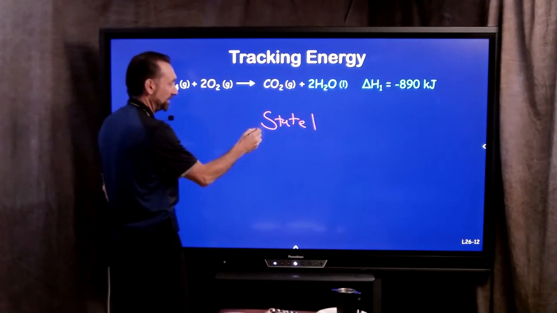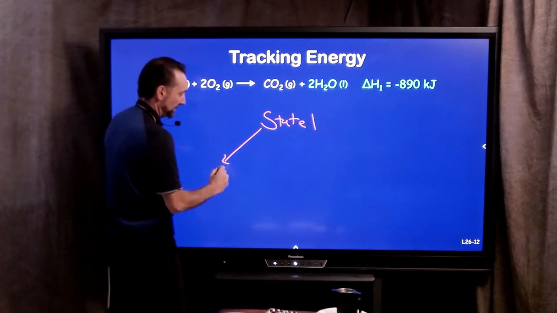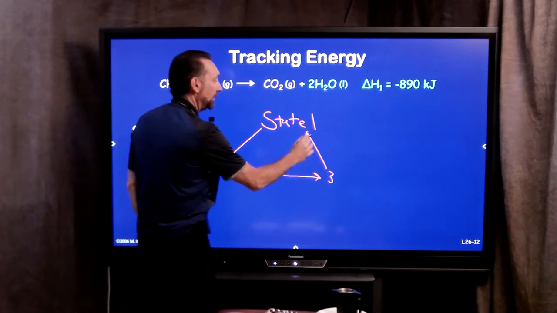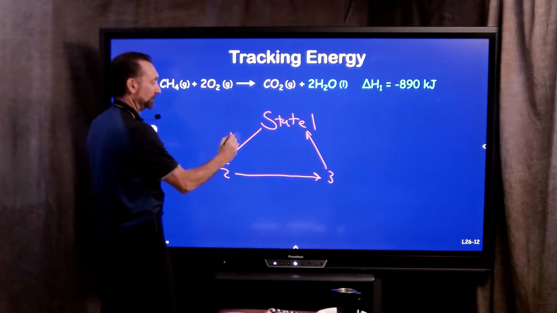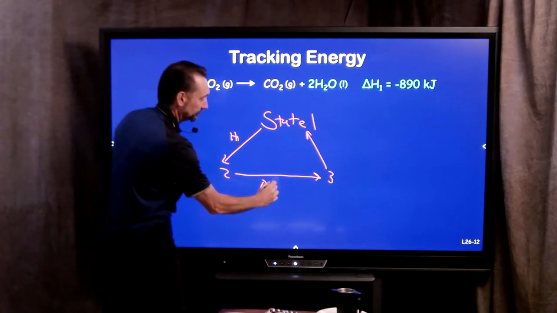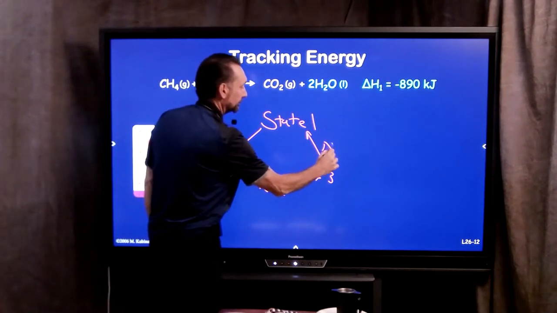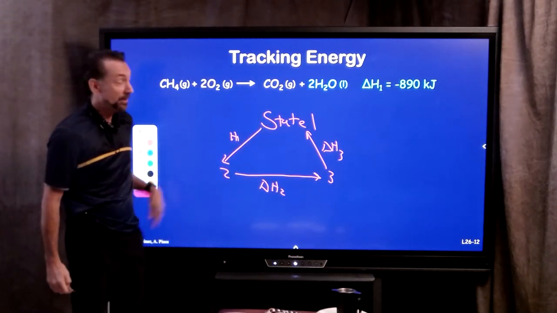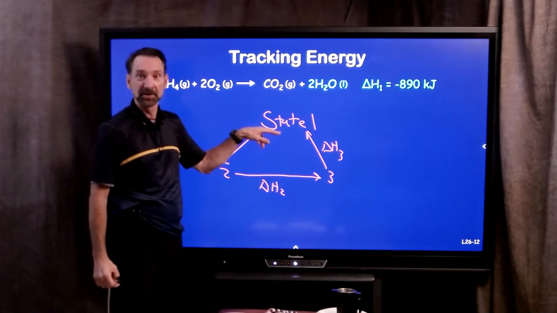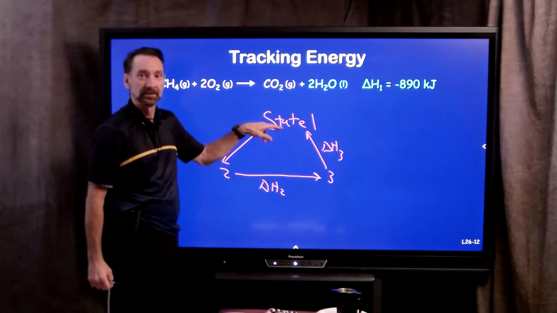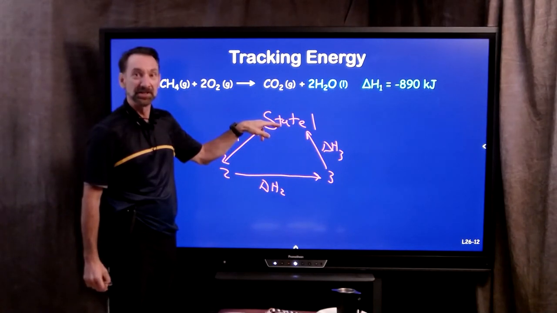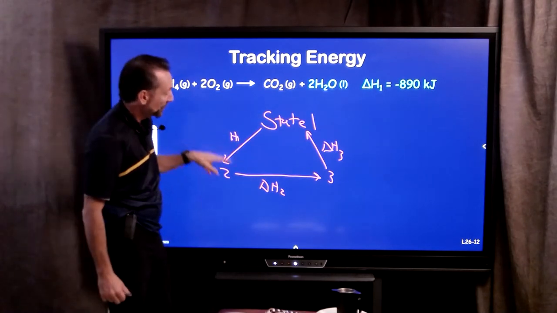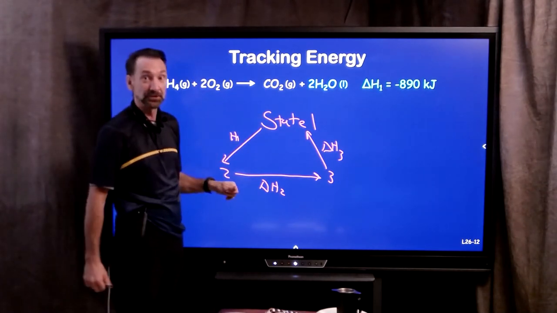And if you went around a cycle, all these enthalpies, delta H1, delta H2, and delta H3, have to add to zero because the initial and final state are the same. So delta H final minus delta H initial for this state is zero. Enthalpy is the same. So there's a handy relationship between those three.